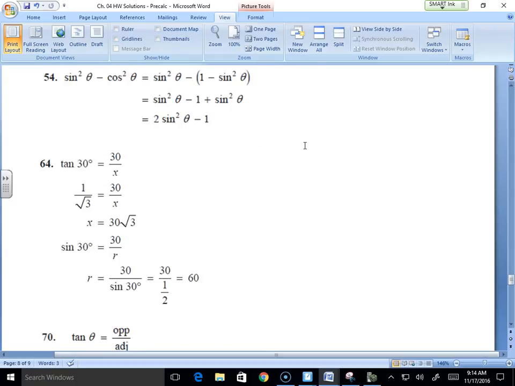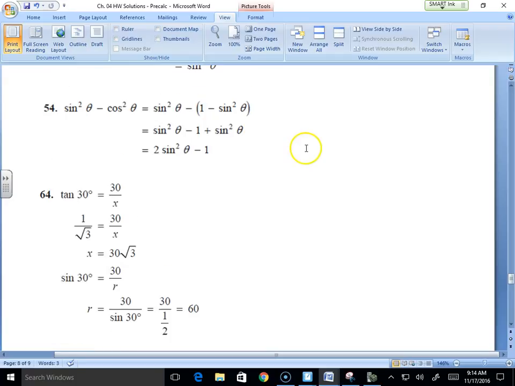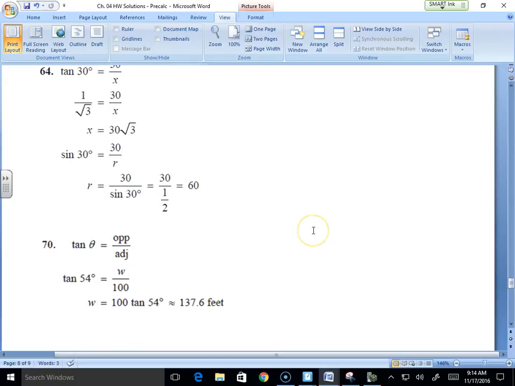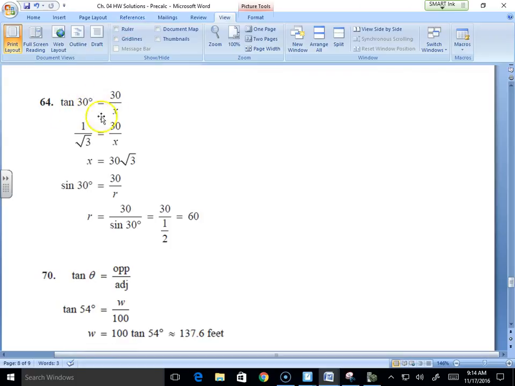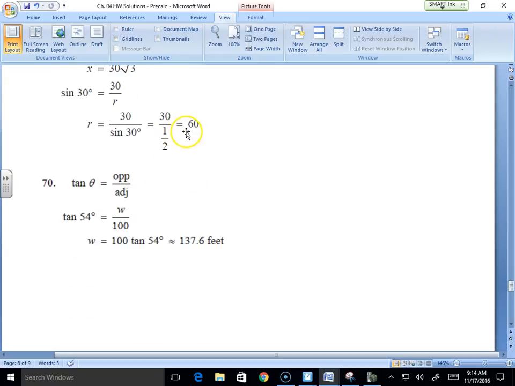Go back. 64. Final answer is for x, 30 root 3, and for r, 60. You guys had to solve the triangle. For x, tangent was the best option because you had opposite and you were missing adjacent. So then they plugged in and solved. Some of you might have gotten decimals, but that's because you were being lazy and not using the unit circle. Or maybe you were being smart and using your resources, but either way, you can check the decimal. R is 60, using the unit circle again.